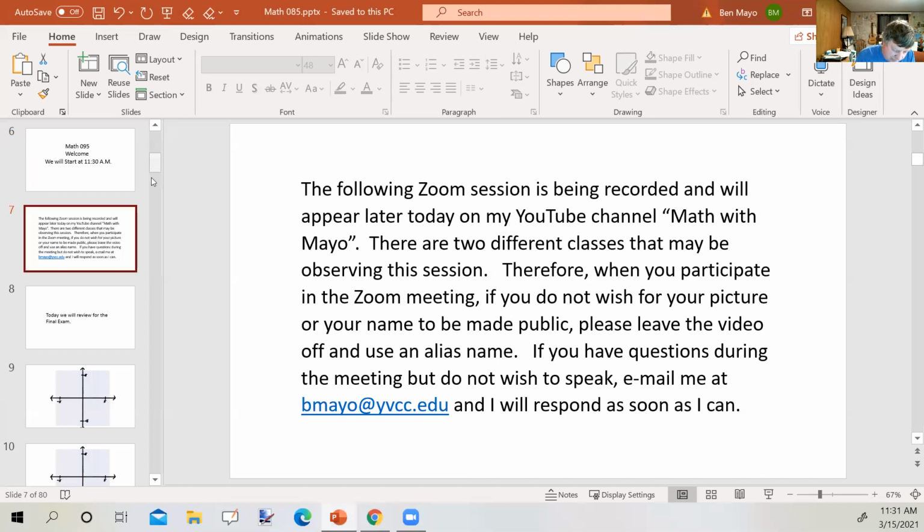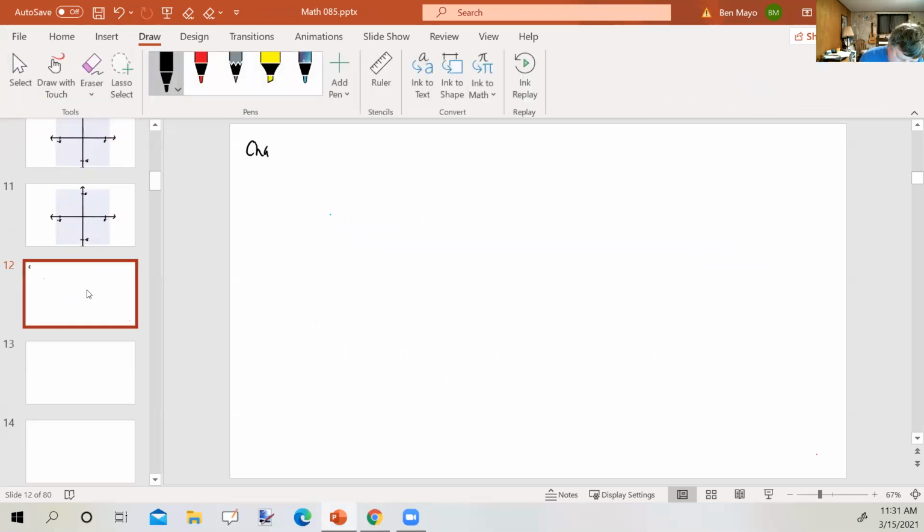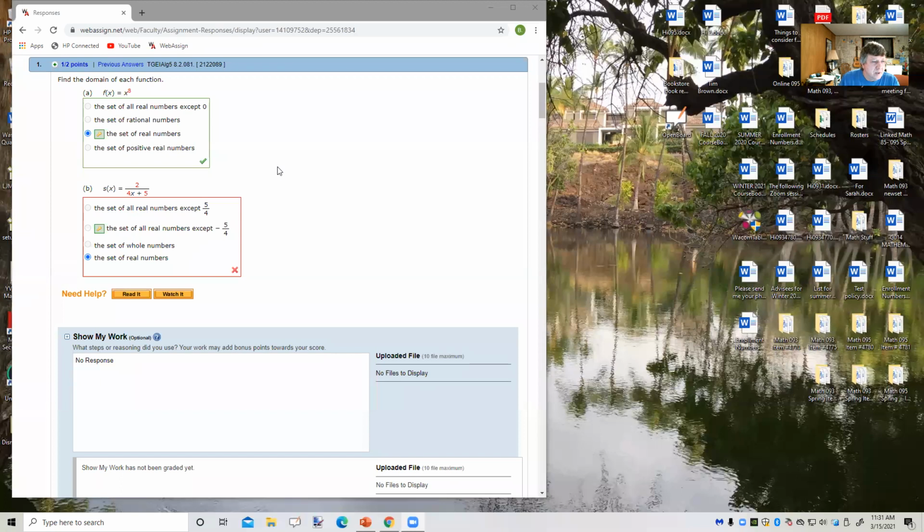All righty, so I've got some questions by request. This first one is from the Chapter 8 test, and this is number 1. So let's go to WebAssign and take a look at it. It's part 2. It says find the domain of each function. So this is part B. We have the function s of x equals 2 divided by the quantity 4x plus 5, and we are to find the domain.